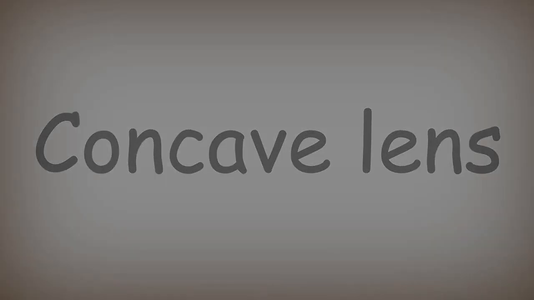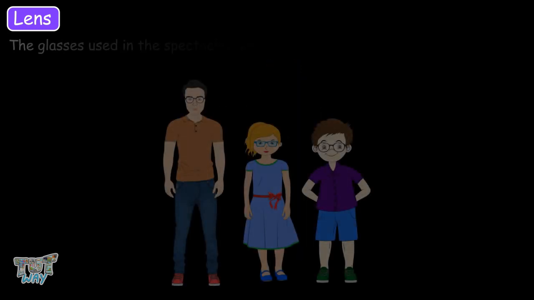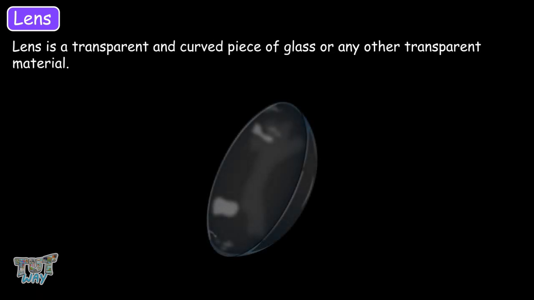So let's get started. Friends, you might have seen that people with poor eyesight wear spectacles to see better. The glasses used in the spectacles are examples of lenses. A lens is a transparent and curved piece of glass, or any other transparent material.